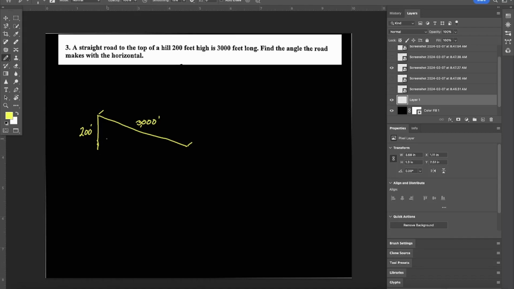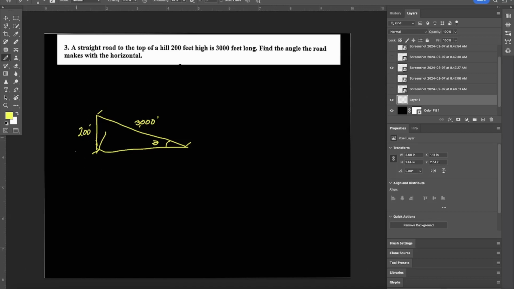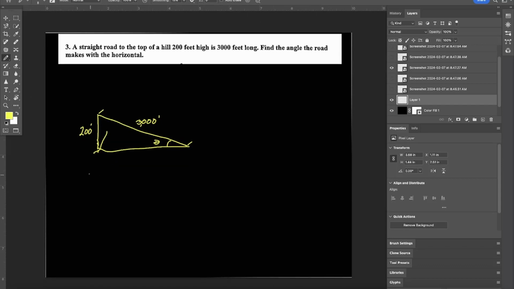So this time, the angle is not given. However, we are being asked for our angle. So let's just try to call this angle theta. So again, guys, that's the road. It has an elevation of about 200 feet. The length of the road is 3,000 feet, and we're being asked for the angle of elevation. So how do we solve for this one? So again, we already have our diagram. So let us now try to look at our solution.